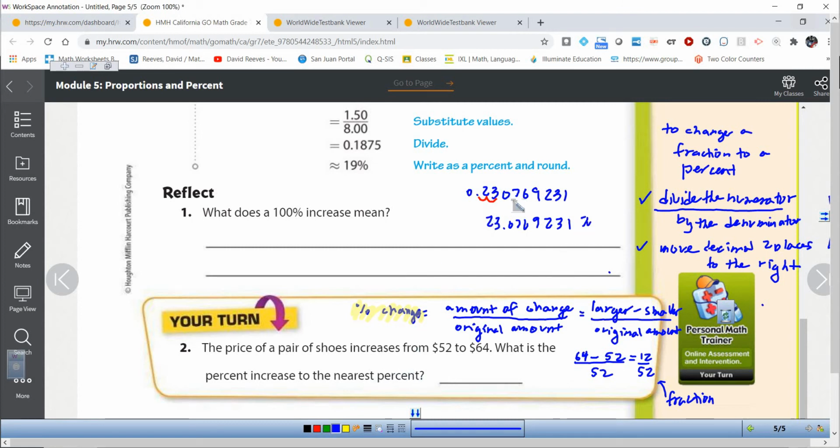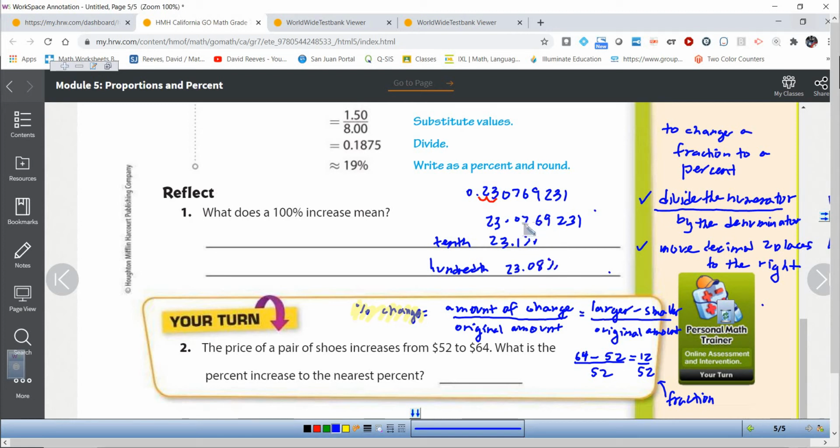Now, a lot of times they're going to say round to the nearest... My goodness, Mr. Reeves. A lot of times they're going to say round to the nearest 10th of a percent. So if they said that, then that would be 23.1%. That would be to the 10th. Sometimes they might say to the 100th. And then that would be 23.08%, right? Because we'd be going 2 places.